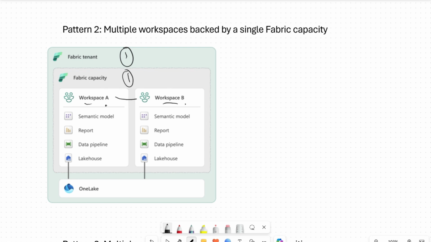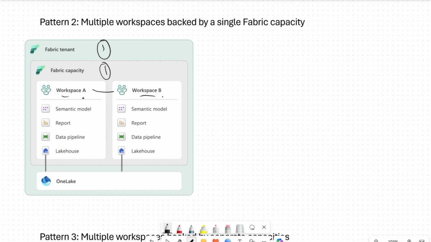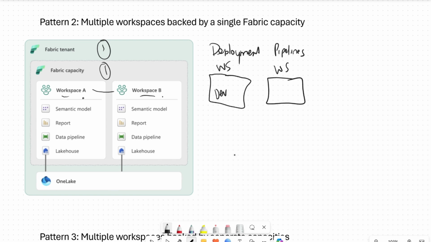Different things, right? Also there's the idea that you might want to do deployment pipelines. I've got a video about deployment pipelines. The idea, I'll just draw this out for you, is that you might have a workspace here, and you might say this is for development. And you might have another workspace here. This might be for testing.